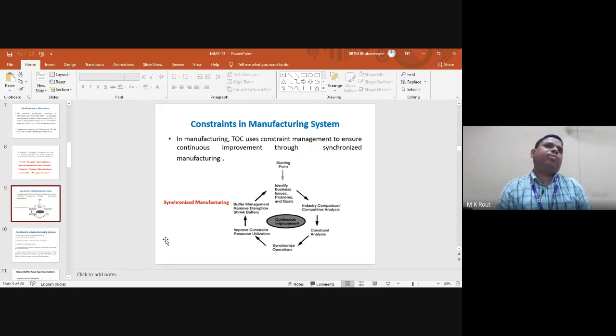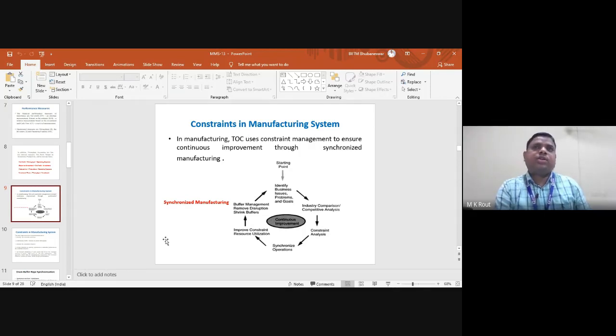And it happened due to the efficient use of the theory of constraints method. So here is the synchronized manufacturing concept. First, the starting point. In that starting point, you have to identify the business issue, problem, and goals.